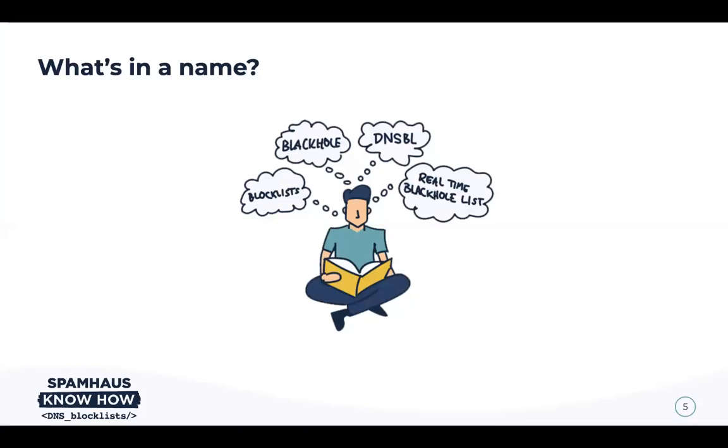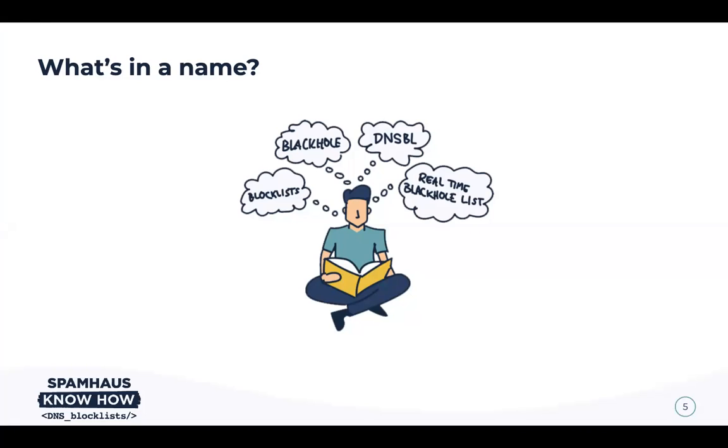So let's start with what's in a name. There's a whole bunch of different names that are being used. You'll see block list, blacklist, real-time black hole list, DNSBL, and what is the right name? And what are we talking about? In the end, it's basically all the same. They'll refer to the same thing.